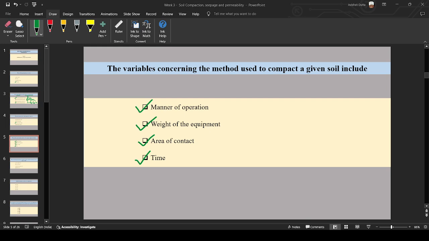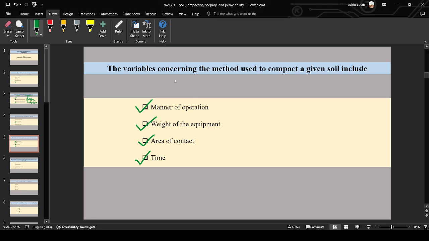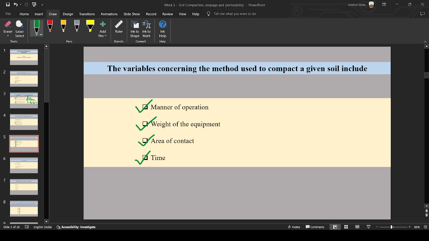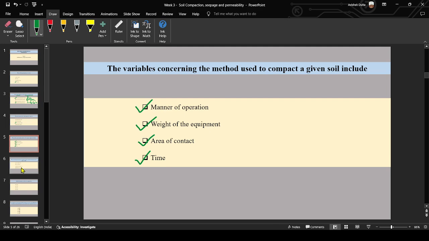Yes, time is an option, and also all the other factors. Okay, the manner of operation: how are we compacting the soil, by giving vertical blows or inclined blows? What is the weight of the equipment which we are using to compact the soil? What is the area of contact between the equipment, the hammer used, and the soil mass? And for how long are we compacting the soil? These all are important. Okay. Next question.